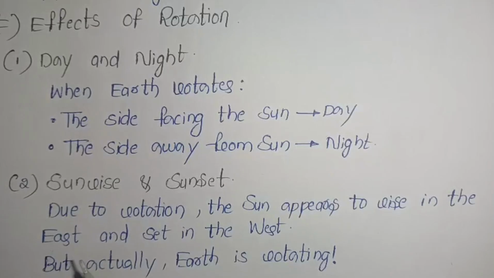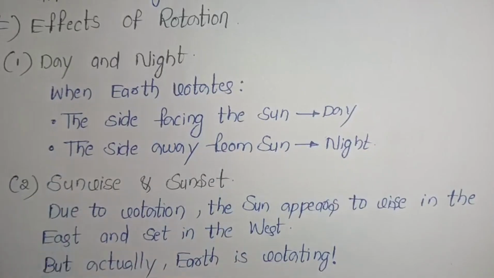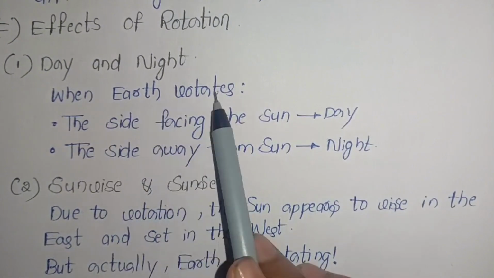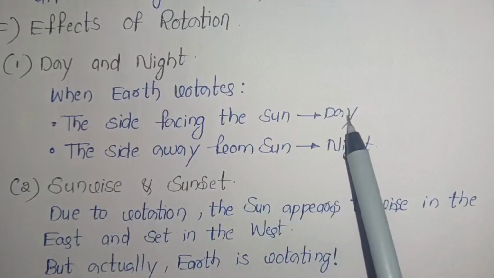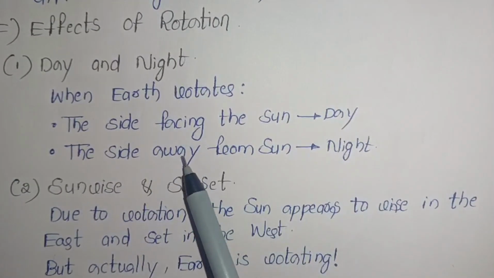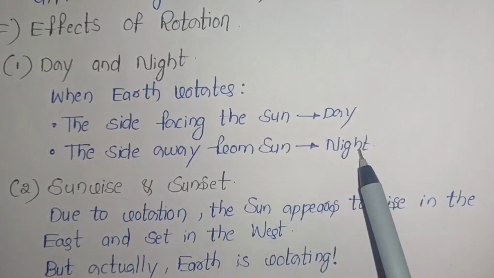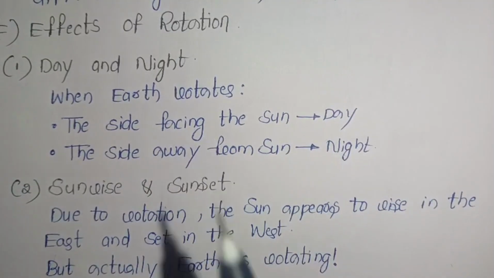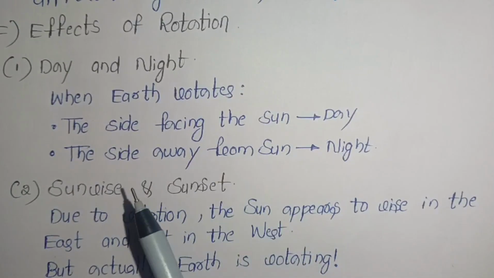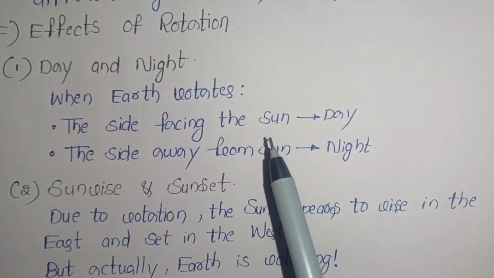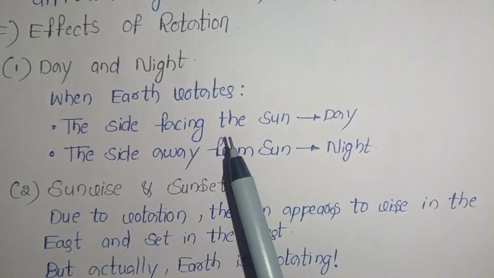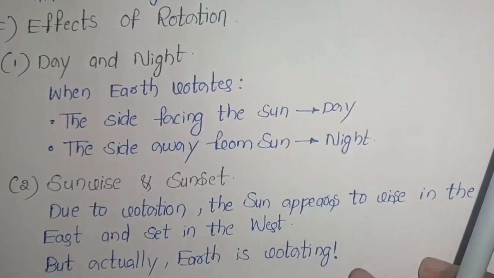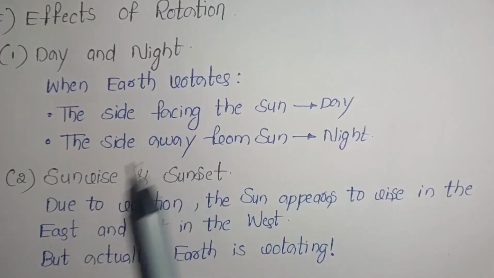Now let's discuss the effects of the rotation. The effect is day and night. When the earth rotates, the side facing the sun is known as day. The side away from the sun is known as night. As the earth rotates, only one half faces the sun and experiences daylight, and the other half remains in darkness. I hope you understood.